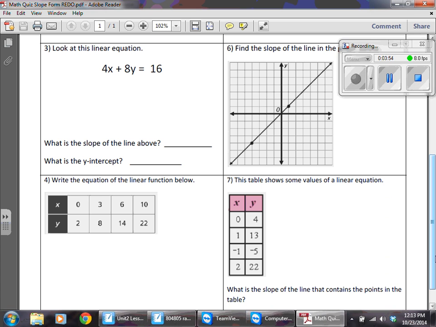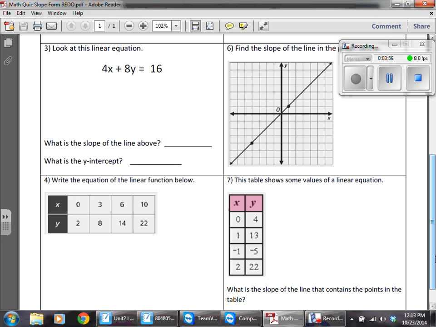Number 3, hopefully the marker still works, I think it will. Number 3, 4x plus 8y equals 16. Now we come into a problem. This is not in y equals mx plus b form.